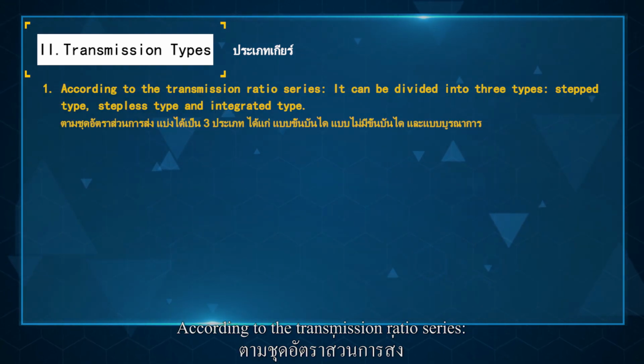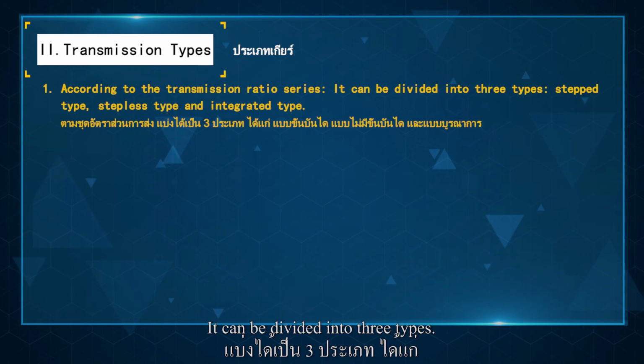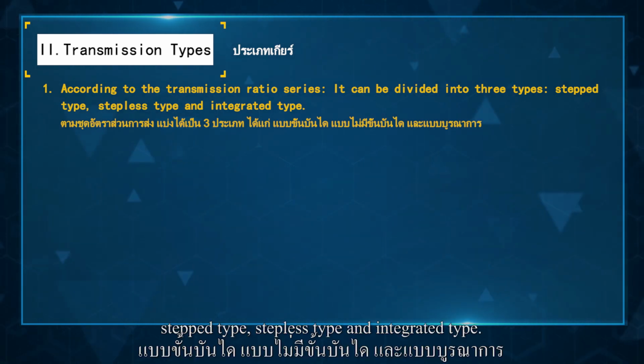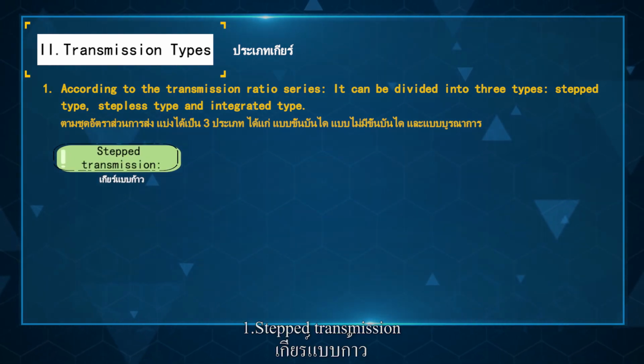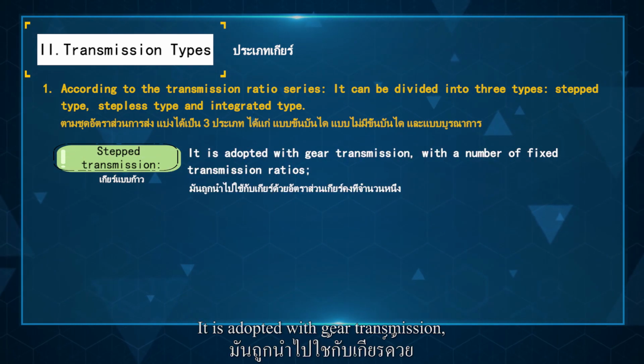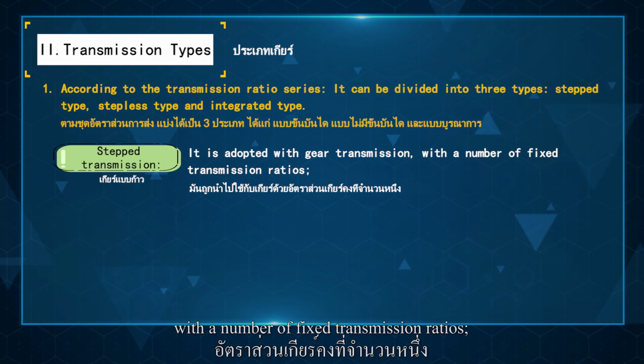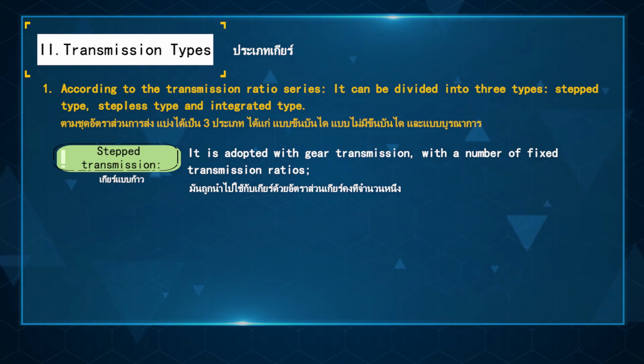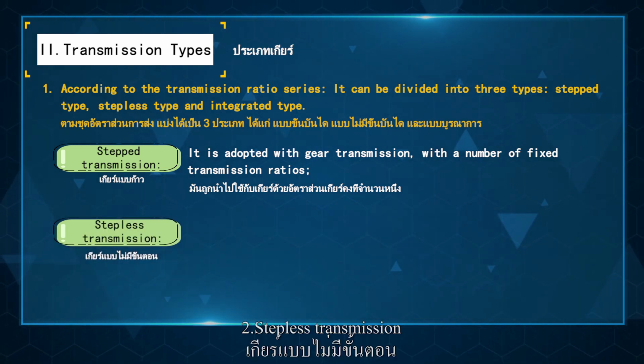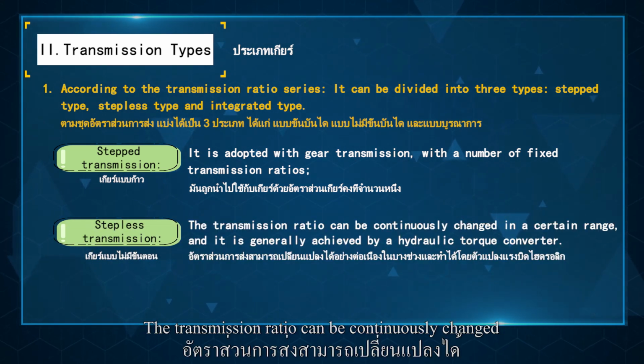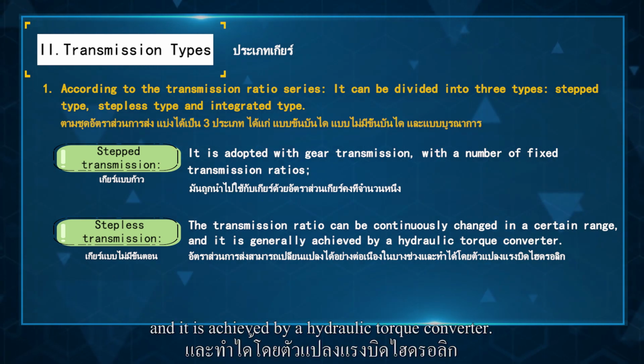2. Transmission types. According to the transmission ratio series, it can be divided into 3 types: stepped type, stepless type, and integrated type. 1. Stepped transmission. It is adopted with gear transmission, with a number of fixed transmission ratios. 2. Stepless transmission. The transmission ratio can be continuously changed in a certain range, and it is achieved by a hydraulic torque converter.